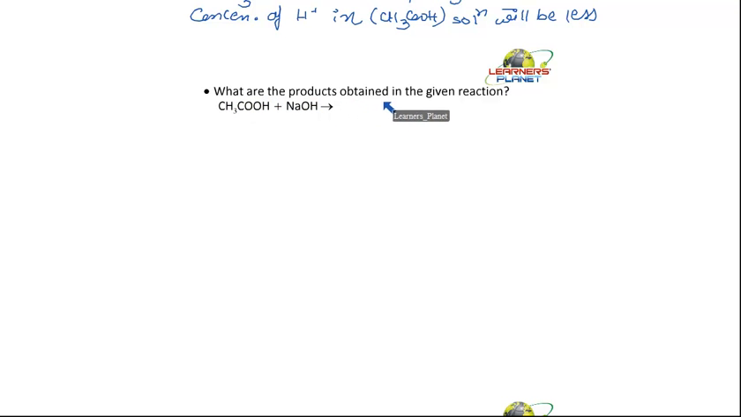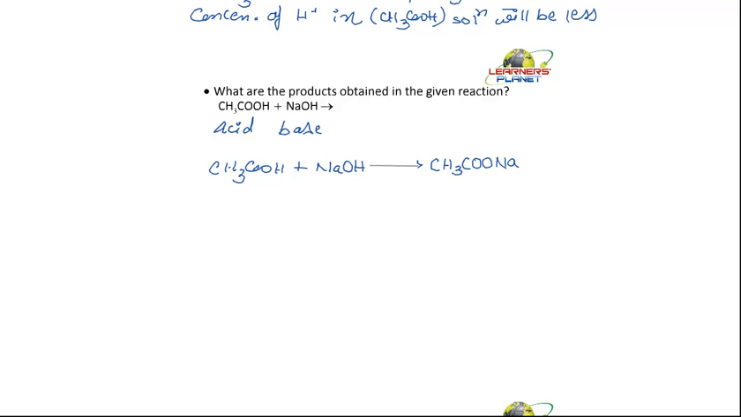What are the products obtained in the given reaction? Now, what is this reaction? It is a reaction of ethanoic acid with sodium hydroxide. So, what are the products you are expecting? It is an acid reacting with a base. So, what should be the product? The product should be a salt and water. That is, CH3COOH plus NaOH. And what will be our product, students? It is CH3COONa plus H2O. Okay? So this is an acid reacting with a base and giving you salt and water.